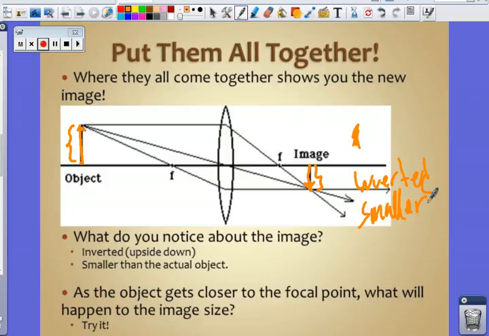So what do you think is going to happen when we get closer to the focal point? What do you think is going to happen to your image size? Sometimes you can think about it if you've ever had a magnifying glass or some type of a lens that you get closer to your eye, what's it doing?